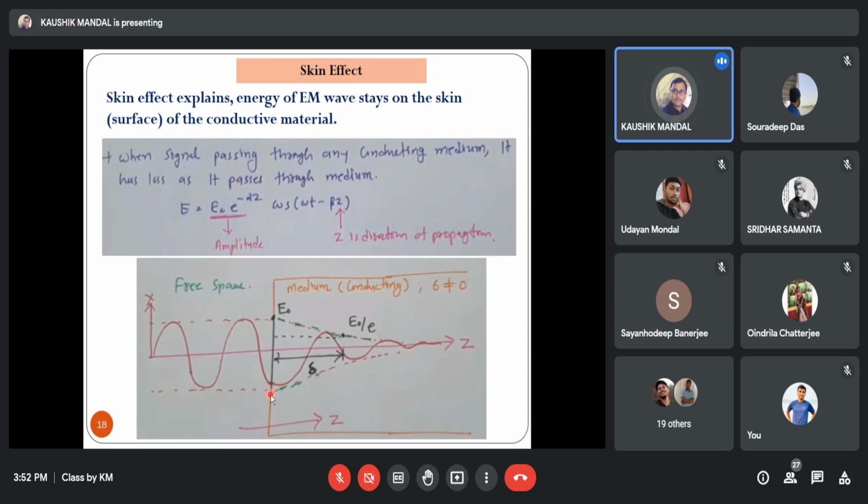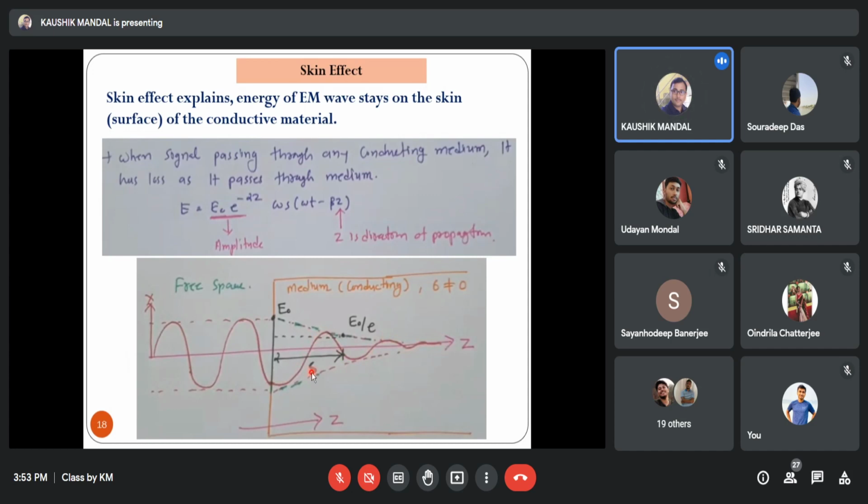But once it enters the conducting medium, we have to consider the attenuation factor. Once the electric field enters the conducting medium, it is governed by this equation. Now the amplitude of the electric field decays, or attenuates, as it moves in the z direction.